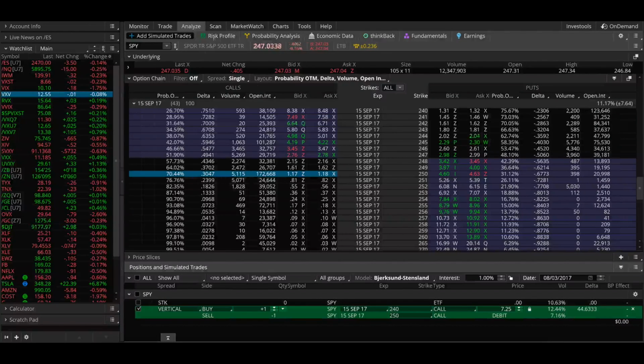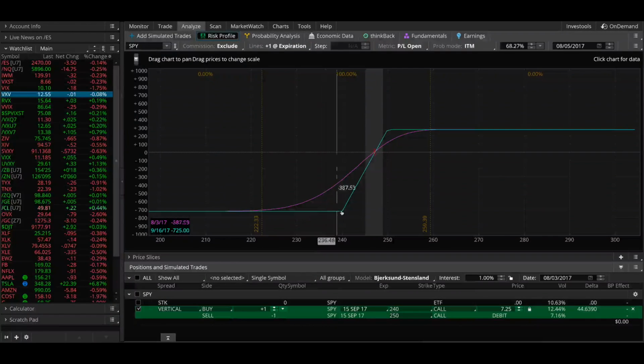Now when we look at the risk profile, the current price of SPY is right around $247. So since we purchased a $10 wide spread for $7.25, the most we can lose is $725 at expiration. The most we can make is $275.